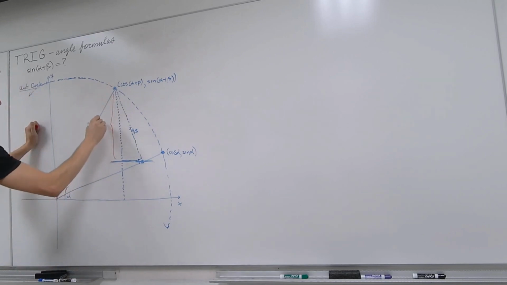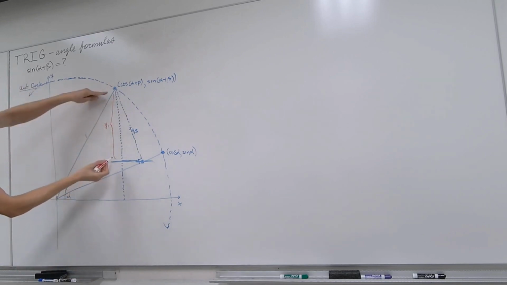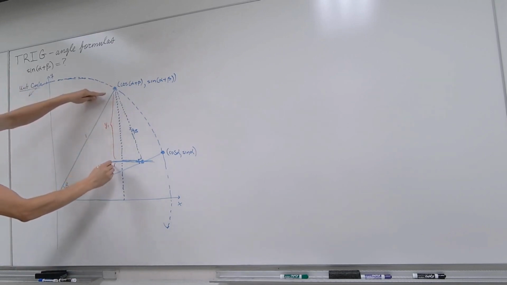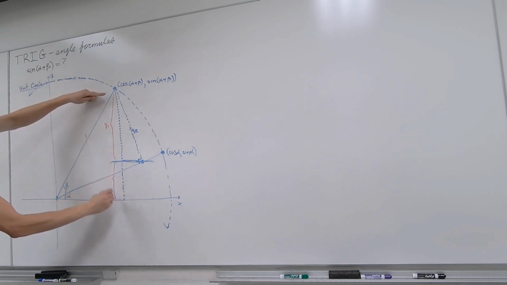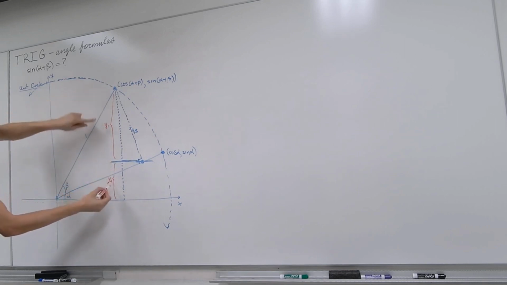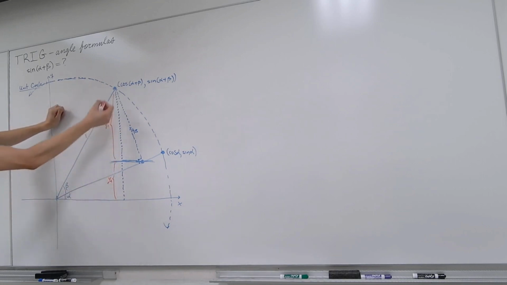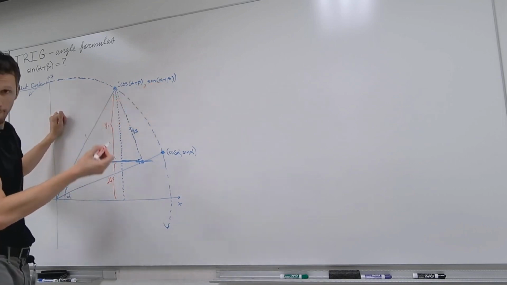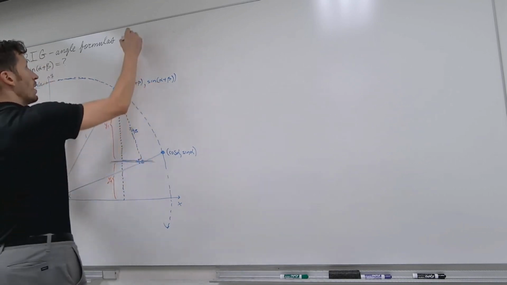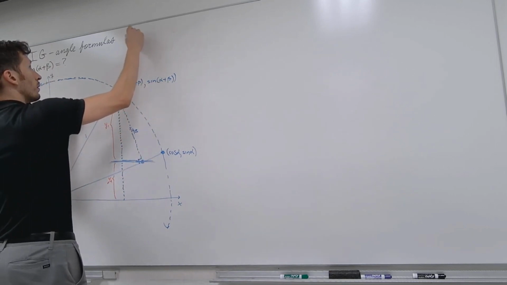That's going to be our y1. And we want this y1 and then another y2. Okay? If we can find y1 plus y2, we find this sine alpha plus beta. Okay? Cool. So y1, what in the world's y1?